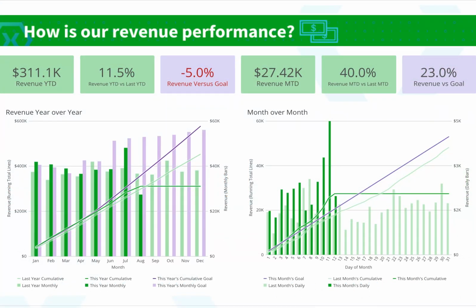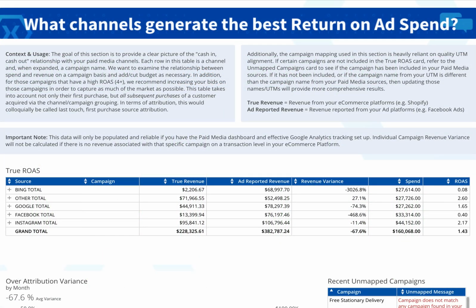From there, we move into your revenue performance. Here, we're showing you year-over-year performance as well as month-over-month performance, as well as displaying your percent to goal for each of those.